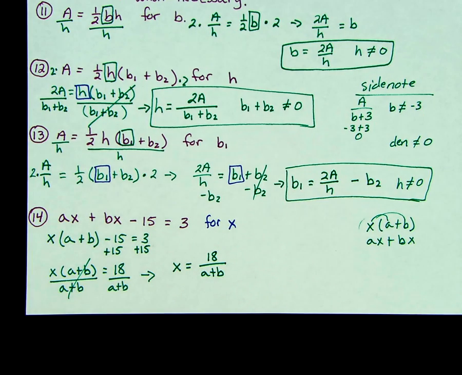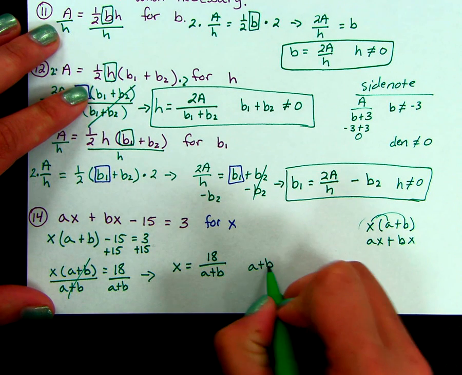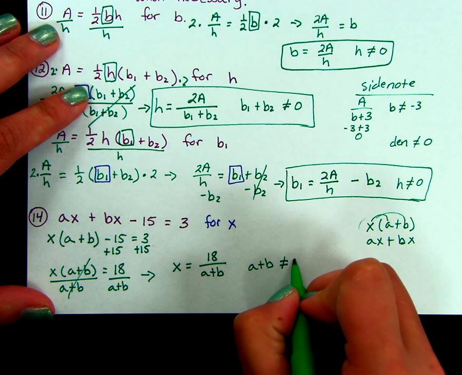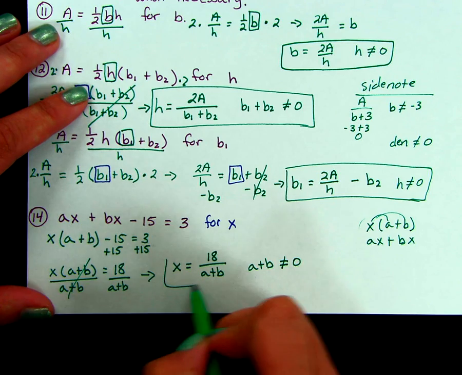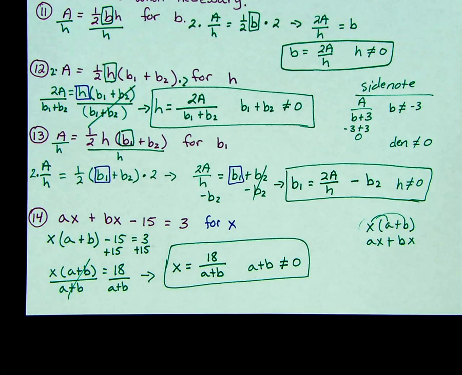And since we have letters in the denominator, we just say whatever the denominator is, so a plus b, since they're both letters, can't be 0. So all of that is our final answer. And that's going to conclude lesson 3.